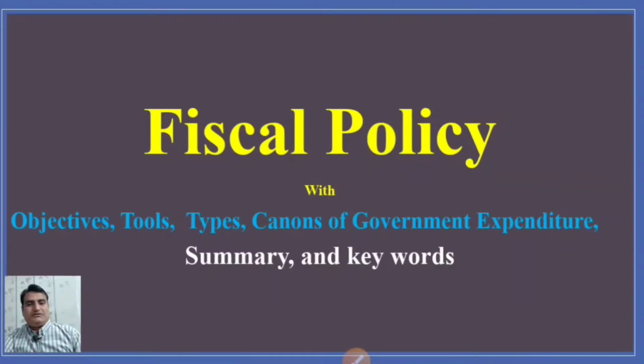In the previous lecture, we learned in detail about monetary policy, and how it functions under fixed and flexible exchange rate systems. Here we are going to learn about fiscal policy. In this lecture, we shall learn what the objectives of fiscal policy are, what tools and techniques the government uses to run it, what the types of fiscal policy are, and what the canons of government expenditure are. So in this lecture we shall cover all these things.